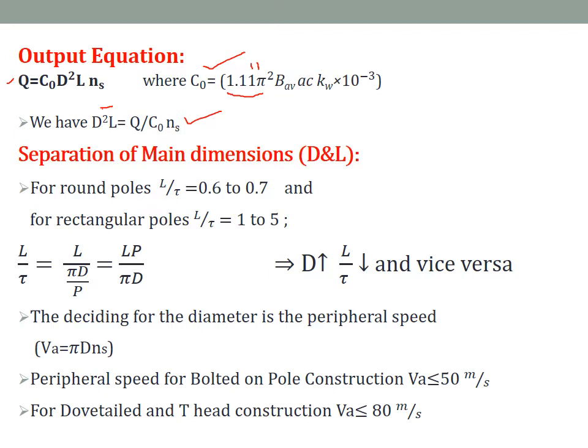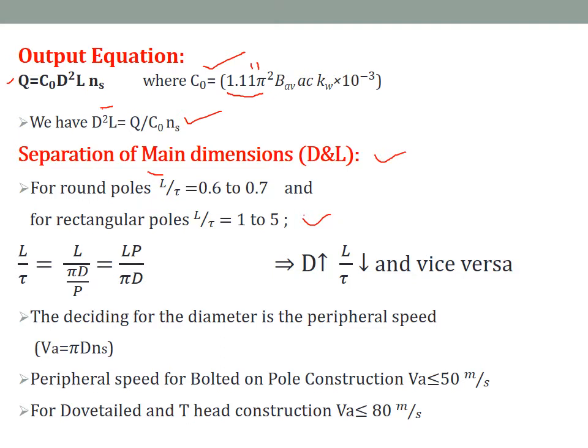Then how to separate D and L? For round poles we have to use an L by tau ratio of 0.6 to 0.7, and for rectangular poles the L by tau ratio is equal to 1 to 5. Higher the value, cheaper is the machine. So now here you can see another factor on how to select the L by tau ratio.